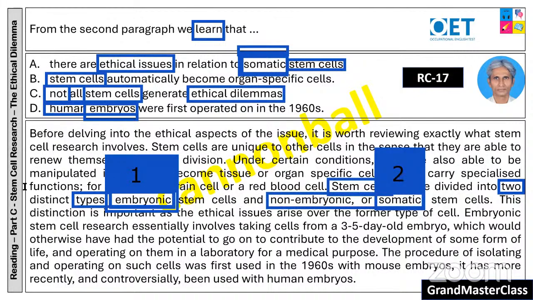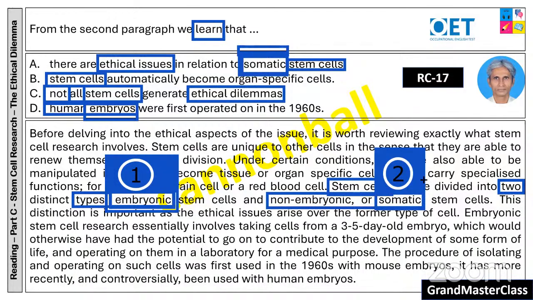Now this is very, very important for you. We are going to level up a very special relationship here. So this is the first one and this is the second one. There are two types. The first one is embryonic and the second one is non-embryonic, or you can call it somatic.